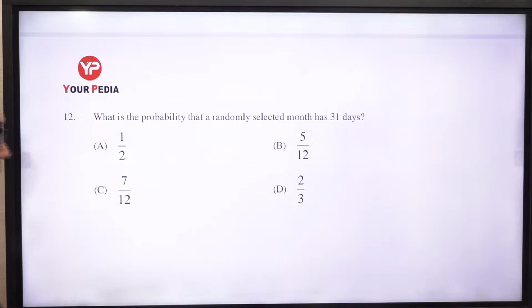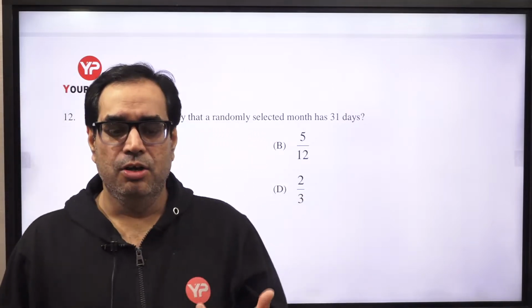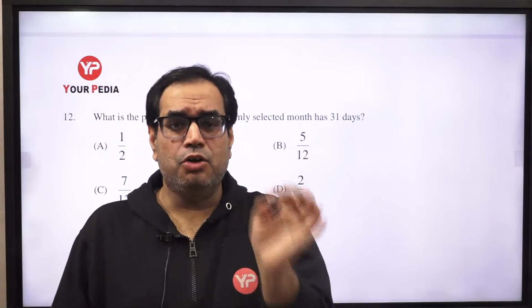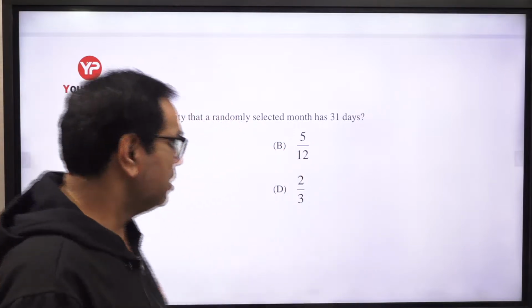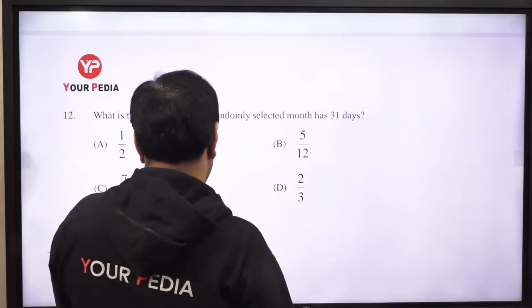So randomly एक मंथ सेलेक्ट करना है, ठीक है ना. randomly हमें एक मंथ सेलेक्ट करना है. So what are the possibilities? There are 12 months, so there are 12 possible outcomes. Okay, so sample space में हमारे कितने पॉइंट्स होंगे? 12, right?